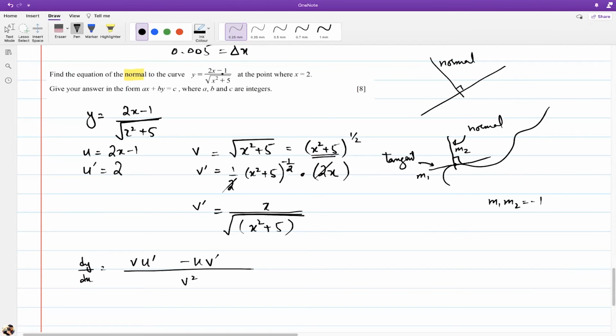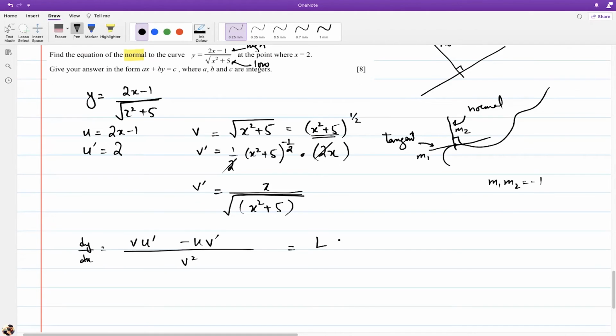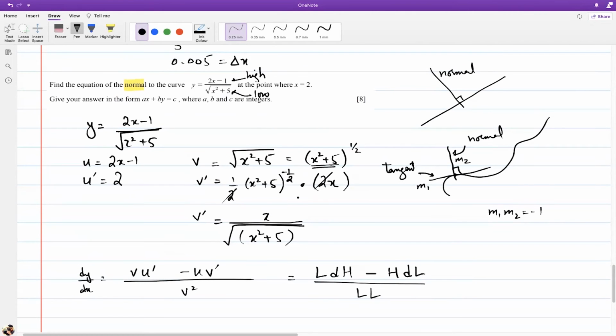Let's suppose I'm going to call this function high and this function I'm going to call low. So my formula becomes low d high minus high d low over low low. It's a mnemonic thing. Okay, I learned it from a professor in UCL. Low d high minus high d low over low low. Low d high मतलब the low function as it is, ठीक है.